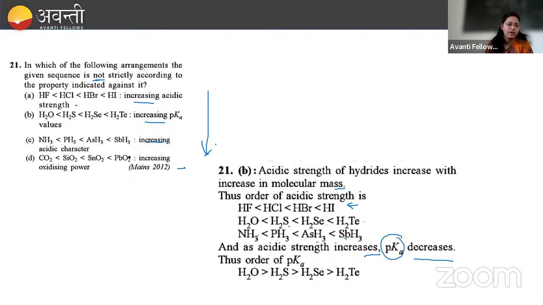So here in option B, what has been given is as acidic strength increases, the pKa value is also increasing. So this is not matching with the actual theory. So that's why this option is not correct. Right? ये correct है, ये correct है, ये भी correct है, ठीक है, ये हमारा गलत था.